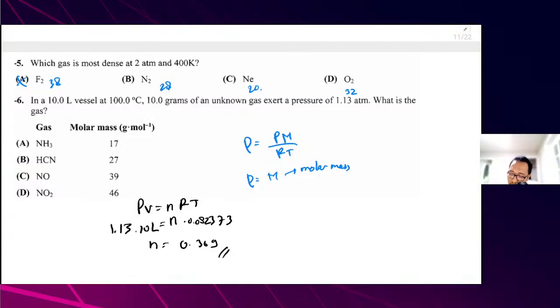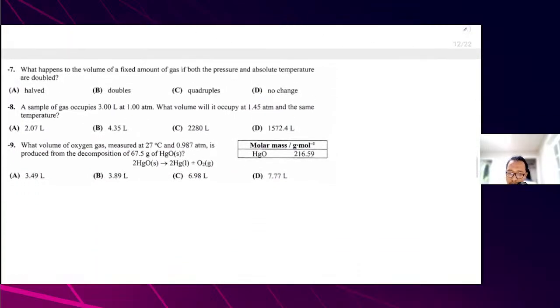So now let's get the mole. We have the information of grams, and then we have the molar mass after that. So molar mass is 10 divided by 0.369. So it will be 27. So HCN. Right. That's great. So now let's move on to another question.